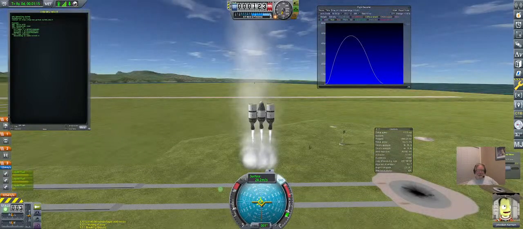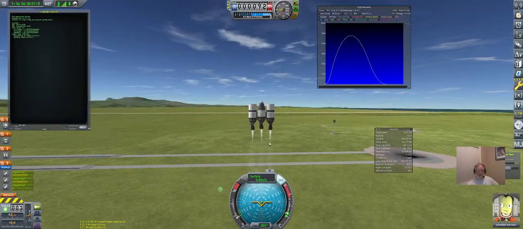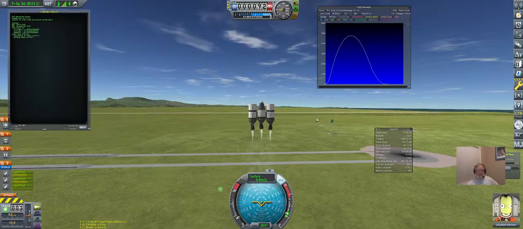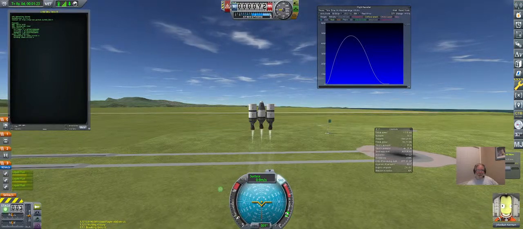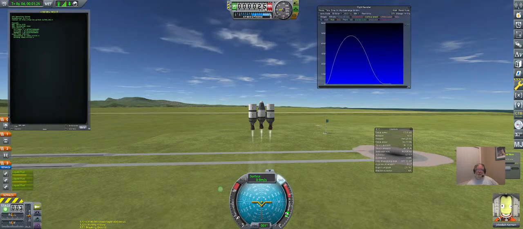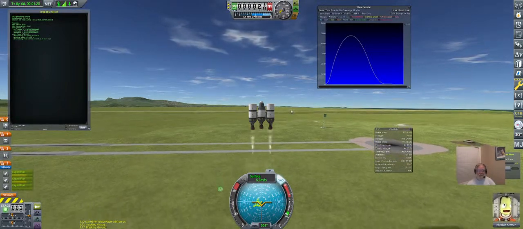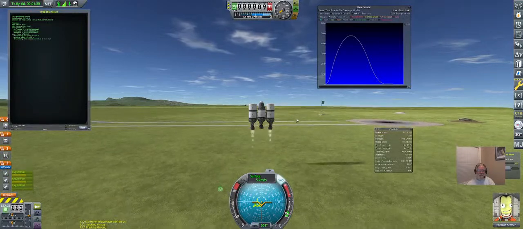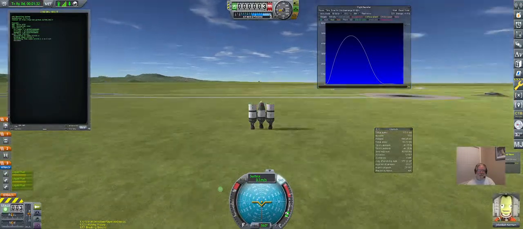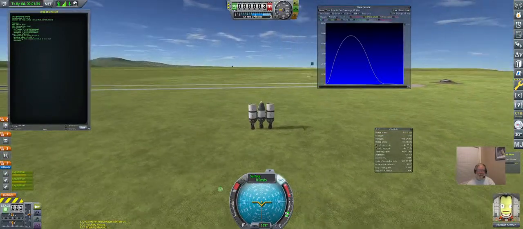And we get down to here and burst the engines a little bit, and now we are hovering nice and stable at 25 meters above the ground. And then we come down, blip, blip, blip, and there's the landing. Nailed it.